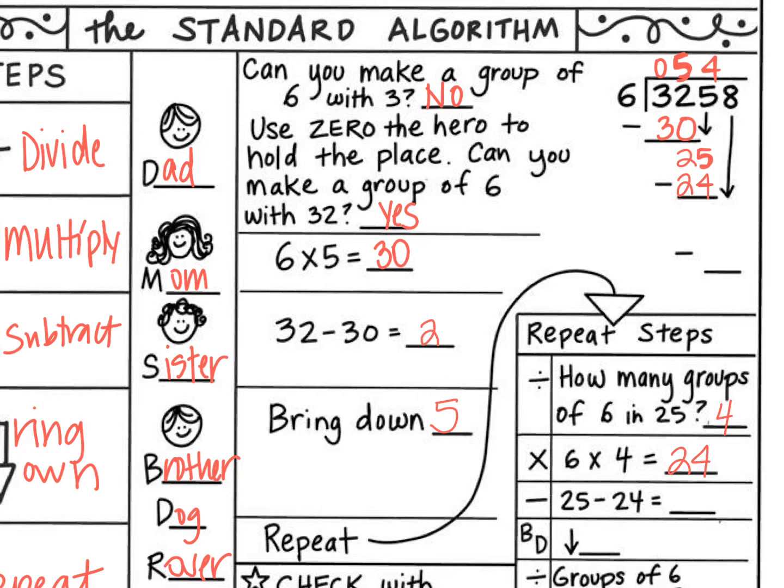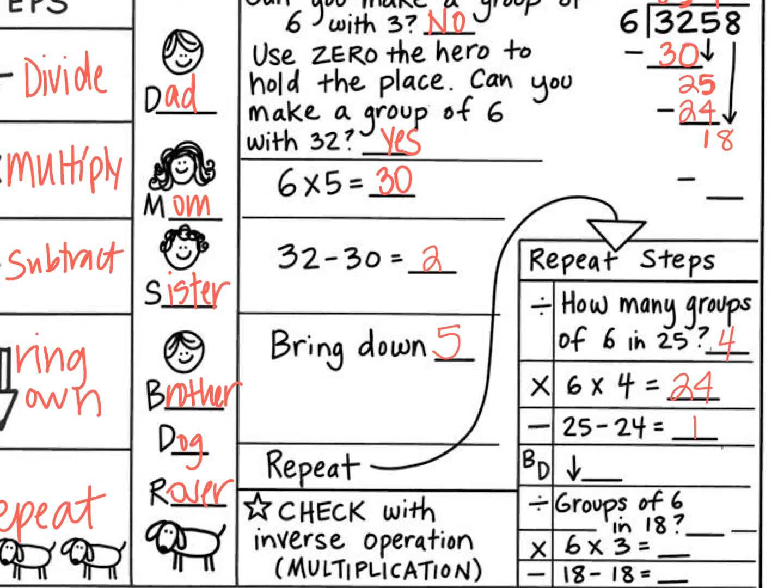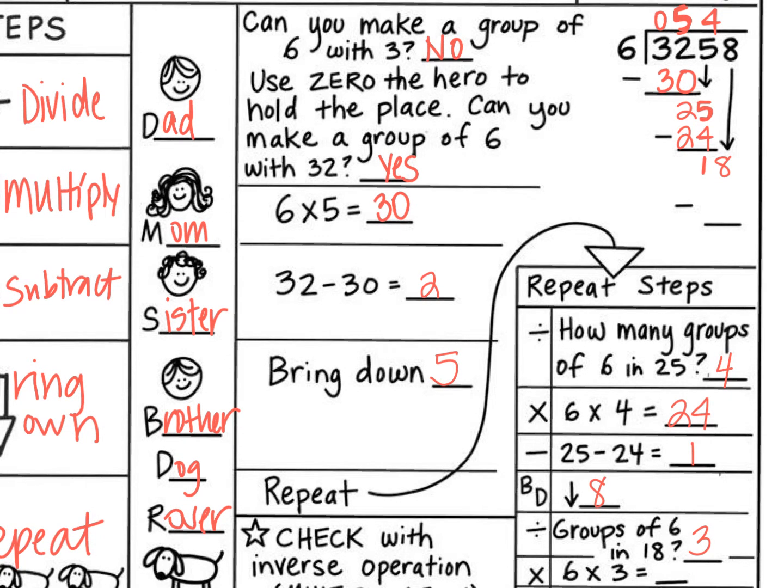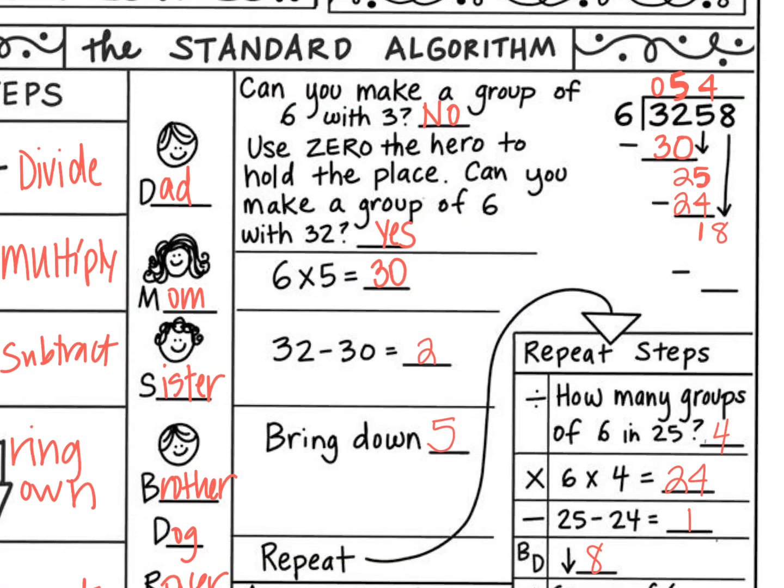Sister tells me I need to subtract. So 25 minus 24 is 1. And brother and dog tell me to bring down what? The 8. Okay, do I need to repeat again with Rover? Yes. Sure do. Okay, how many groups of 6 are in 18? 3. So I need to put that up here at the top. What is 6 times 3? 18.